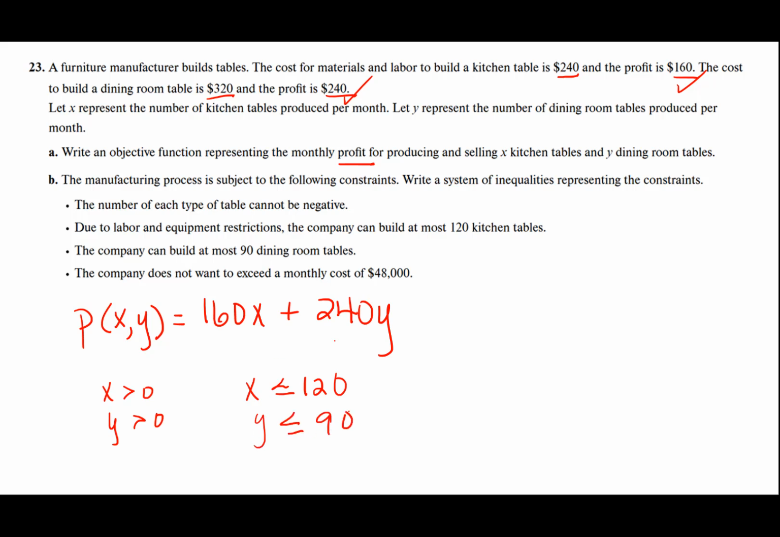And then the company does not want to exceed a monthly cost of $48,000. So the costs, remember, for the kitchen table, it costs $240 per table, and for the dining room table, it's $320 per table. So 240X plus 320Y has to be less than or equal to 48,000. So we have our constraints, we have our objective function, and now we just need to graph all those constraints.